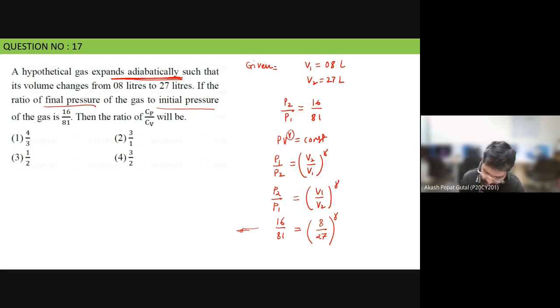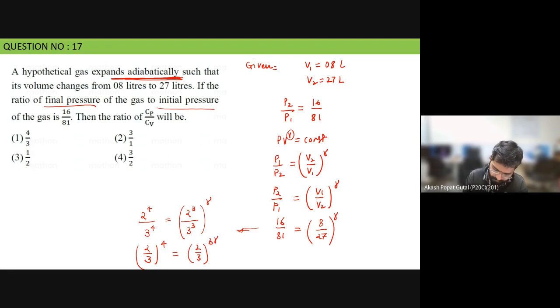So if you see, we can write 16 as 2 raised to 4. Fine. 8 to 16, and this can be read as 3 raised to 4, and this is nothing but 2 raised to 3 and 3 raised to 3, that is cube. So we will have (2/3) raised to 4 and (2/3) raised to 3 gamma. So this is the same, 2 by 3 is 2 by 3 same.